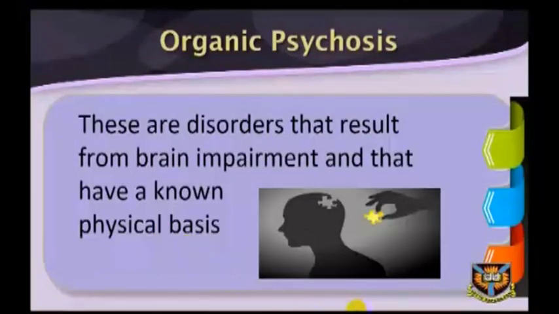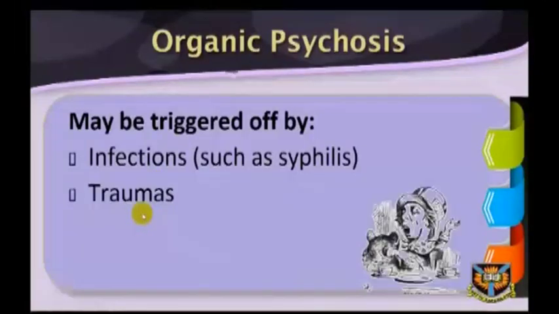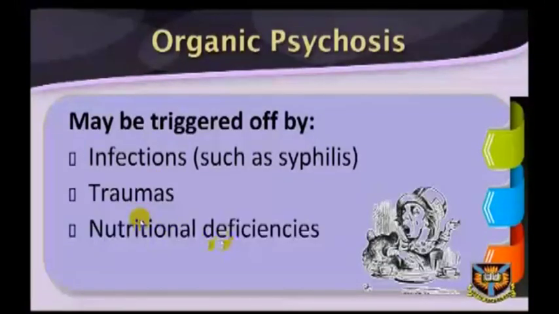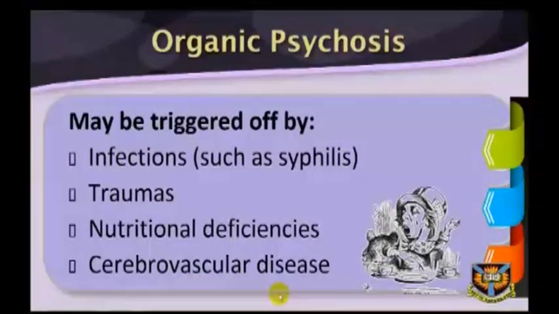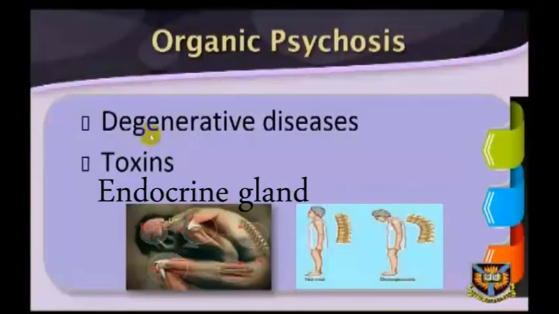Organic psychosis may be triggered off by infections such as syphilis, traumas such as skull fractures and concussions, nutritional deficiencies such as pellagra, cerebrovascular disease such as arteriosclerosis and brain hemorrhage, tumors, degenerative diseases such as Huntington's chorea, toxins such as lead, and endocrine dysfunctions.